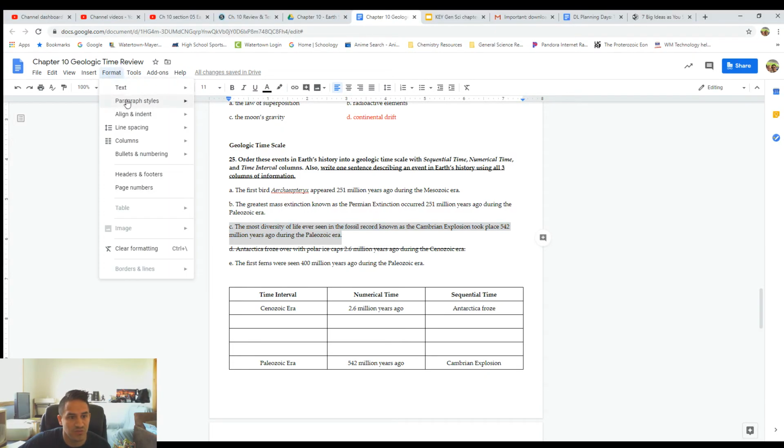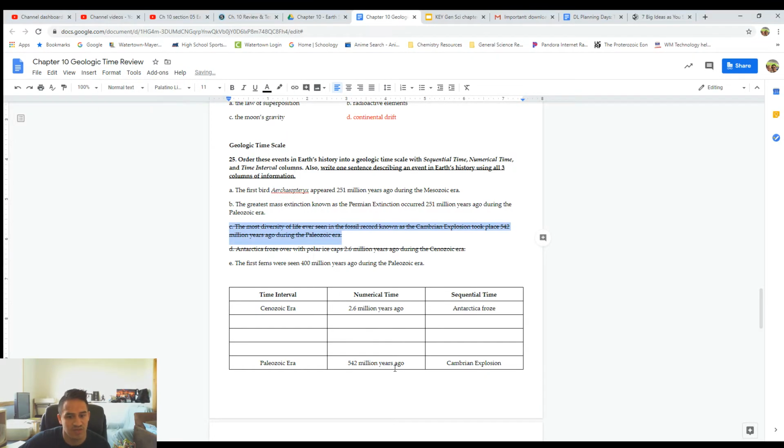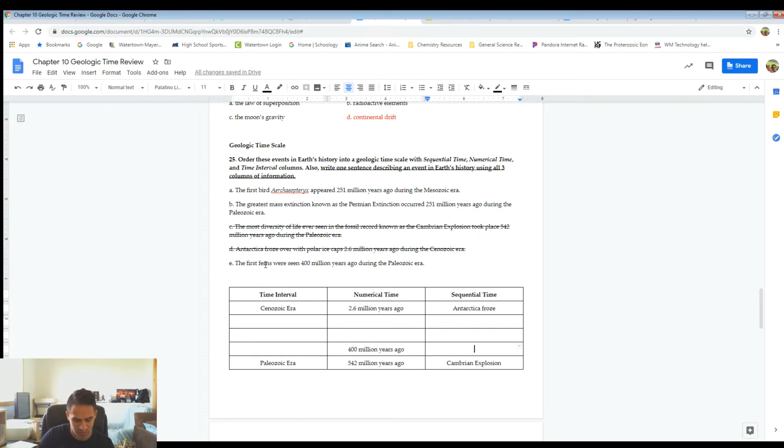So first we want to just set it up like this. We have the oldest event at the bottom, the youngest one at the top, and then we've got all these events in between. Okay. So the next one after 542 was 400 million years ago. The event was first ferns were seen. So first ferns. Time interval was still the Paleozoic era. So that's that one.